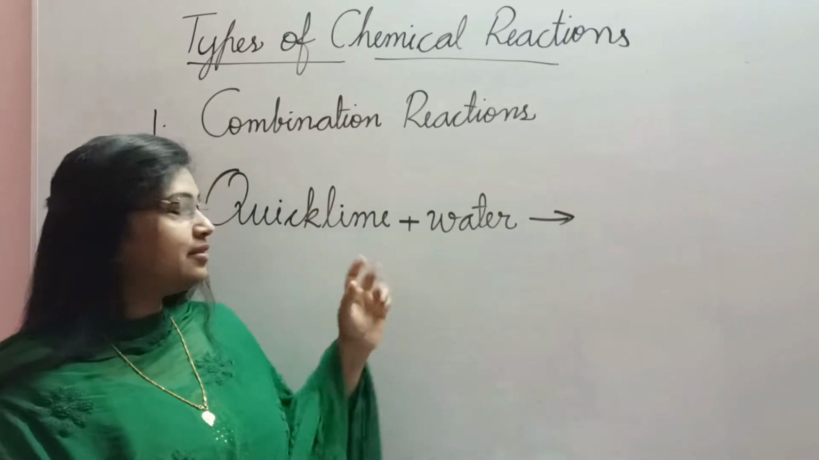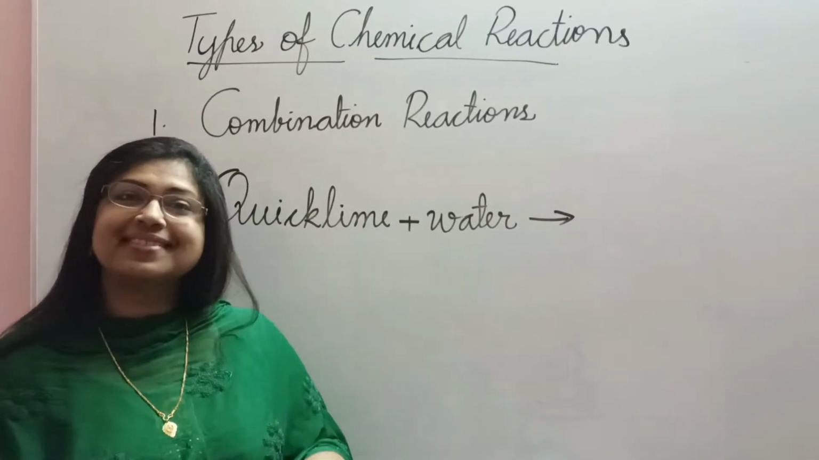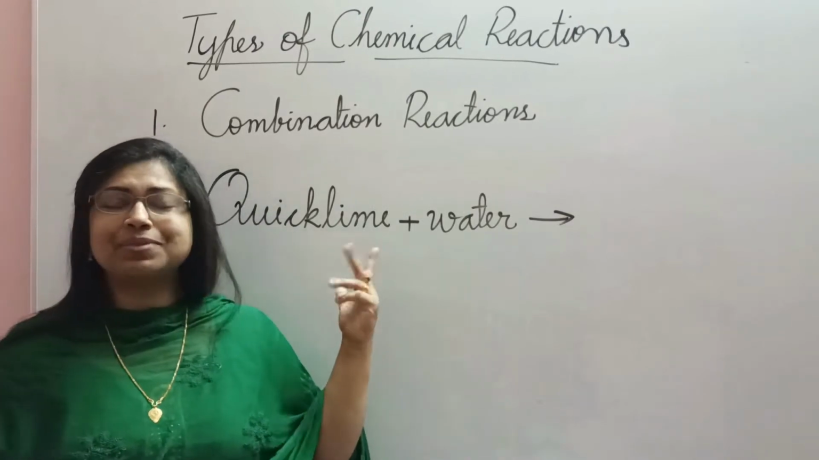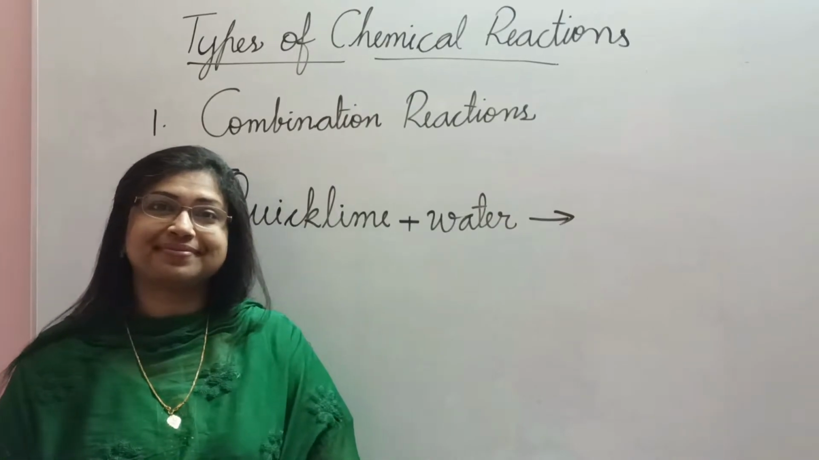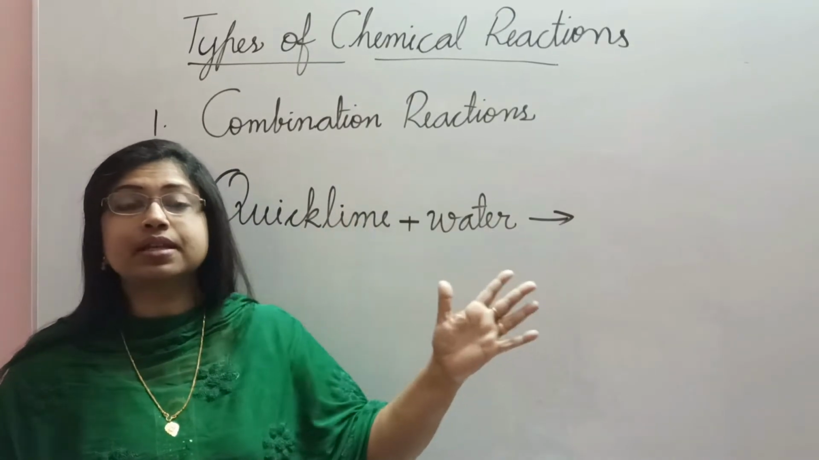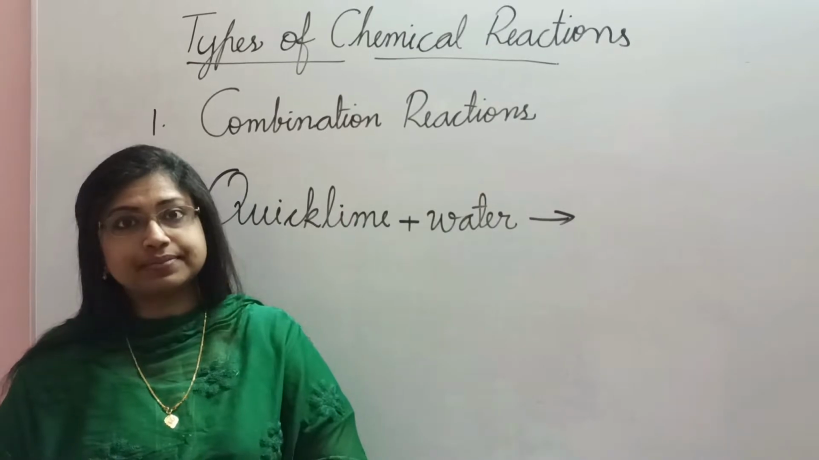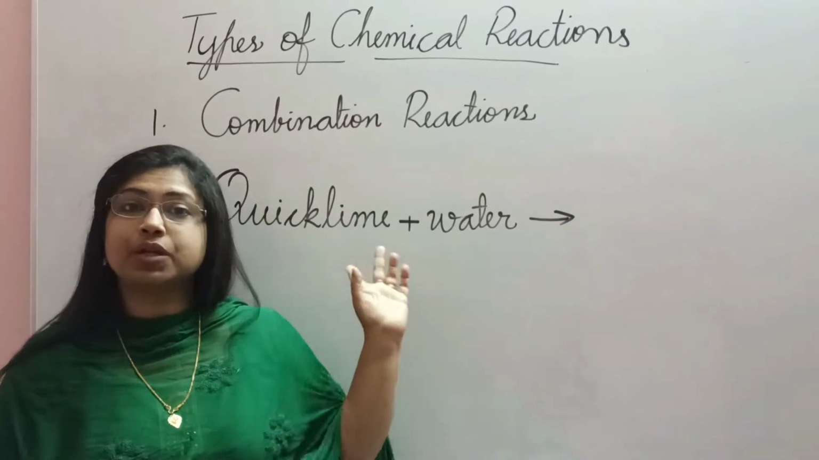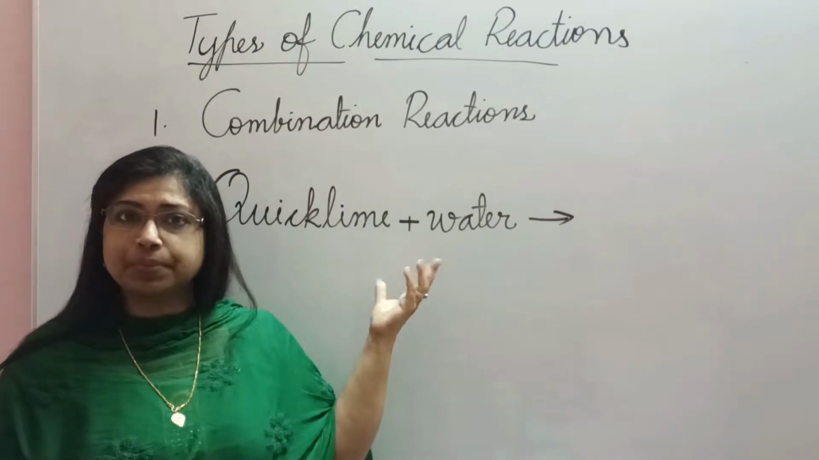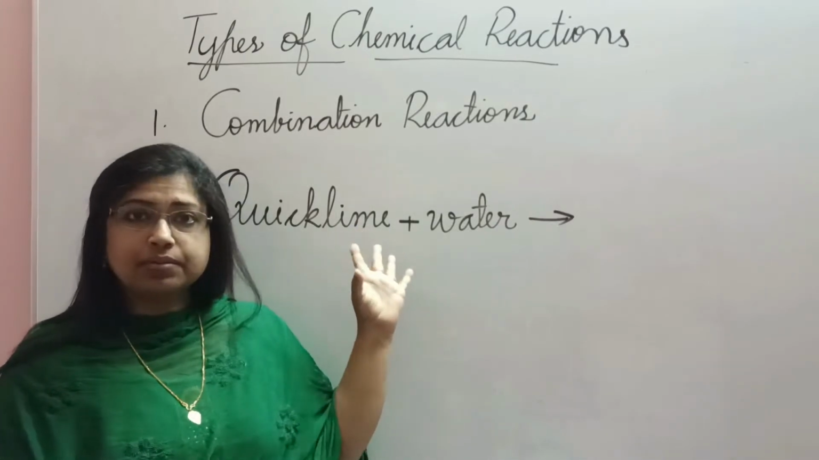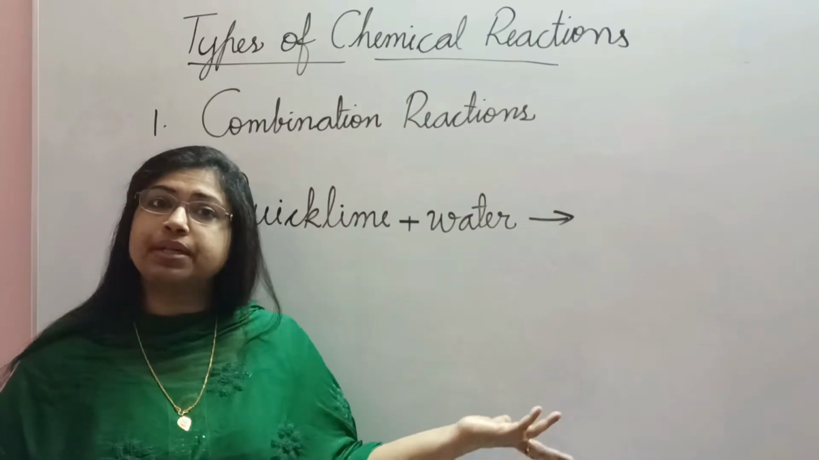Quicklime. This is a very special reaction because it has immense applications in our daily life. Quicklime is one of the oldest chemicals known to human beings. From the medieval period onwards, we have been using it. And it is not that difficult to prepare quicklime because the raw materials are already available in nature.